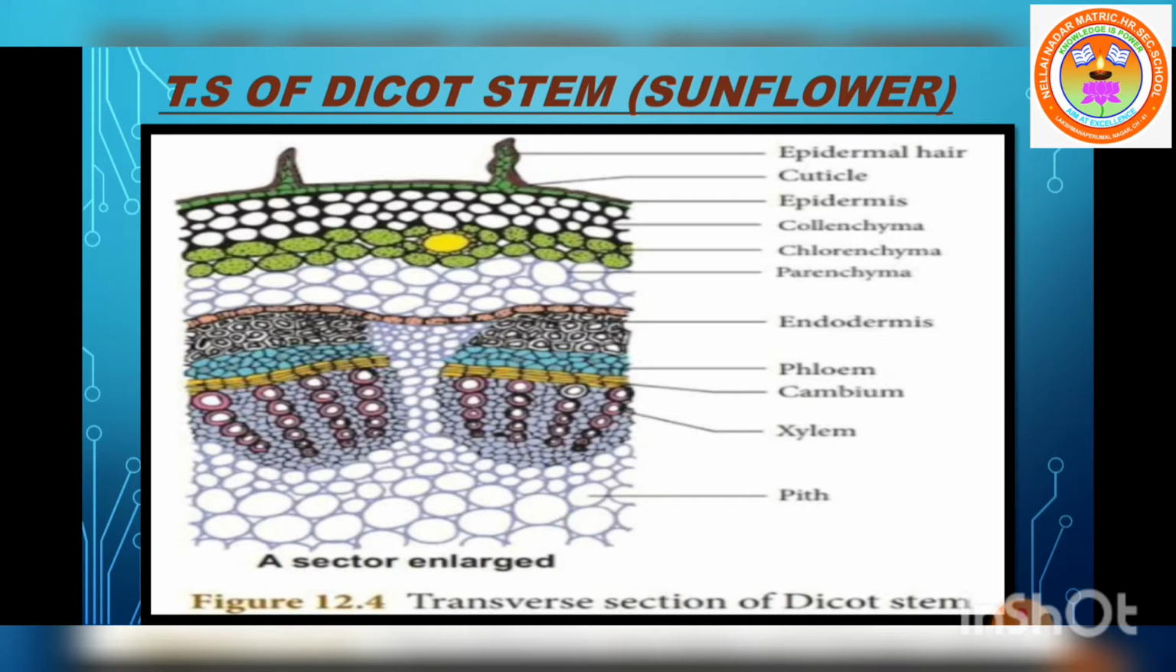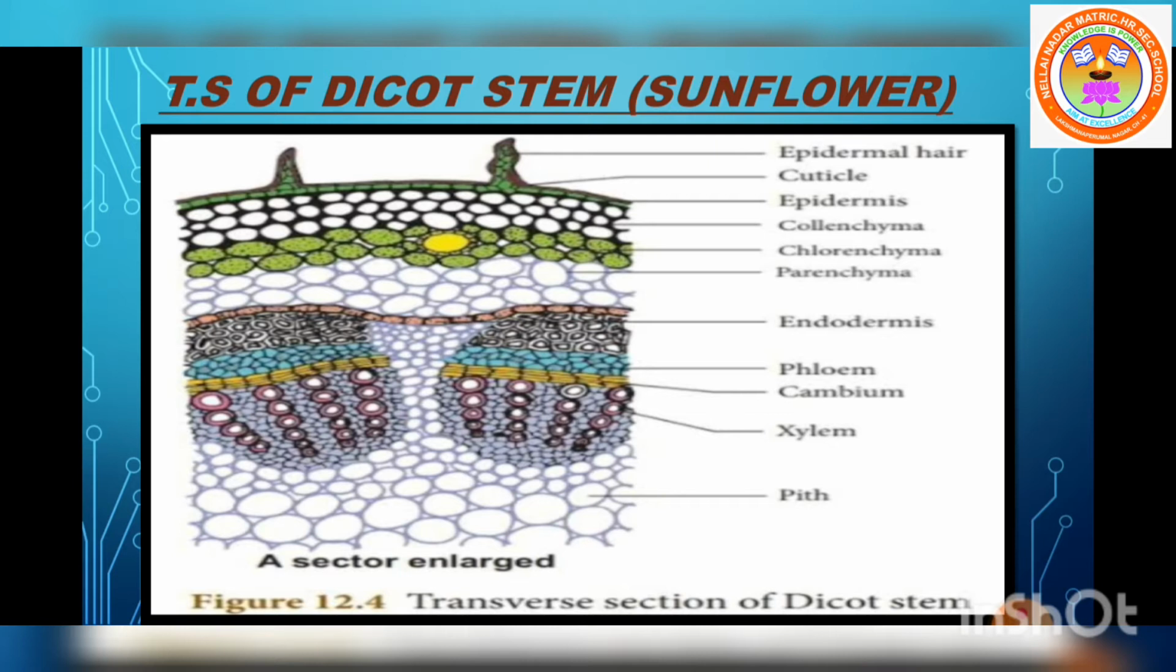Hypo, below. Dermis is nothing but the epidermis. The tissue which is present below the epidermis is called hypodermis. What is the major function of hypodermis? It gives mechanical strength to the stem. These cells are living and thickened at the corners.